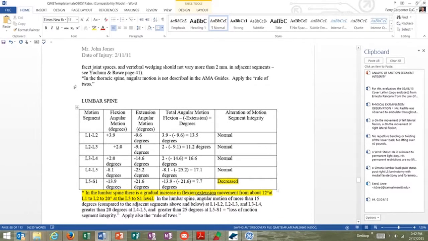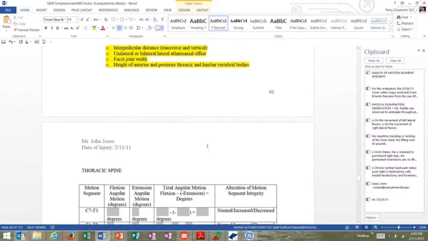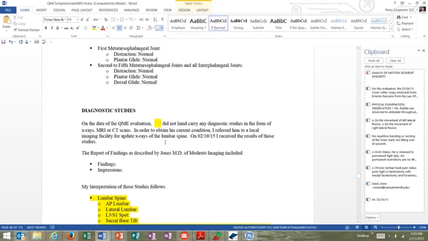Okay, so doctors, that's how we do an analysis of motion segment integrity. You should have all of these tables already set up in advance in your template. So when it comes time to do the measurements, they're already there for you and ready to go. All you have to do is simply report your findings and make your calculations, and it's already set up for you.